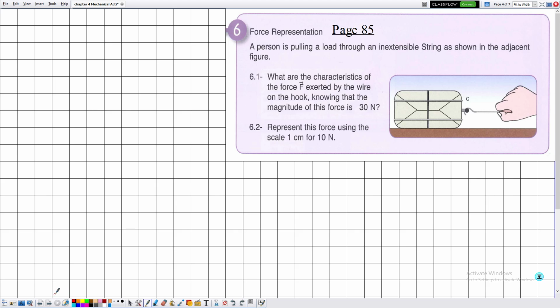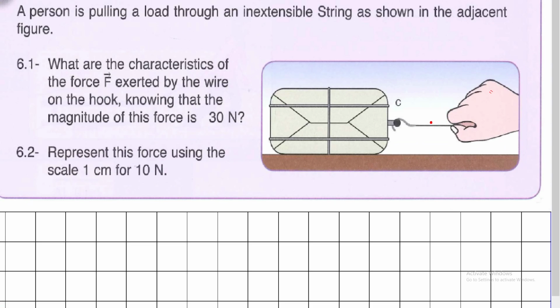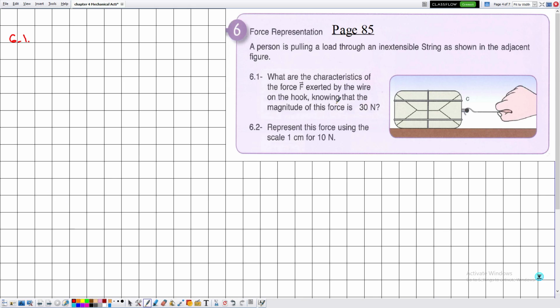And now as for exercise number 6, page 85, they are telling me force representation. A person is pulling a load through an extensible string as shown in the adjacent figure. 6.1. What are the characteristics of the force F exerted by the wire on the hook? So this is the force, knowing that the magnitude of this force is 30 newtons. So the properties of the force F are given by the point of application, the line of action, the direction, and the magnitude. So in this case, the point of application is C, the line of action is horizontal, the direction is to the right, and the magnitude is given by 30 newtons.